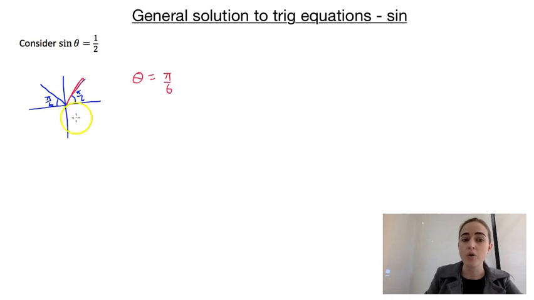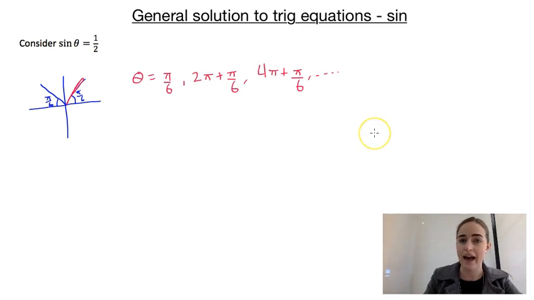Now if we go around a whole revolution, we'd have 2 pi plus pi on 6. If we go around again, we'd have 4 pi plus pi on 6. And we could keep going, always with the even numbers of pi. So we'd have 6 pi plus pi on 6, 8 pi plus pi on 6, and so on. Now if we look at that ray again, but go in the negative direction, we'd have minus 2 pi plus pi on 6. If we went around again, we'd have minus 4 pi plus pi on 6.